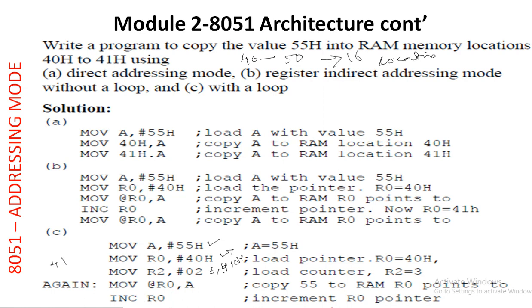Okay, now DJNZ R2, again decrement instruction is DJNZ, decrement and jump on non-zero. We'll normally decrement and jump on non-zero. So R2, it is not R2, it is R0. Sorry, R2 is right. Our count is holding at R2 only. So decrement and jump on non-zero R2.